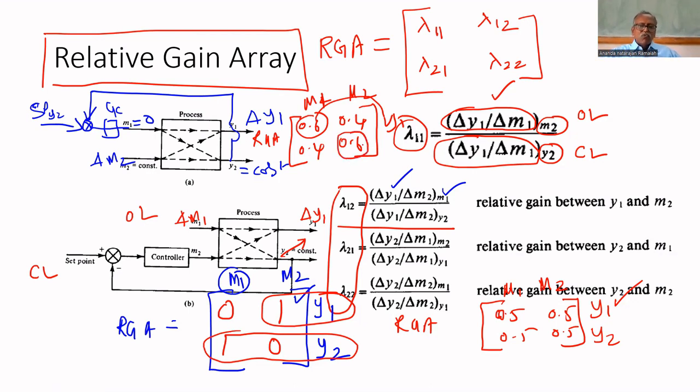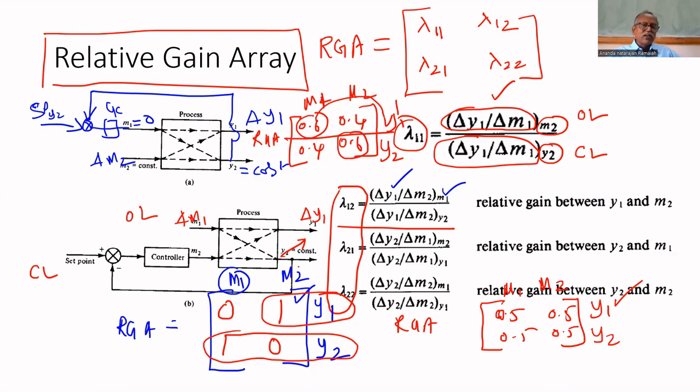Similarly, for Y2, it has 0.6. That's why Y2 can be controlled by using M2. But anyhow, it has interaction, 0.4. The property of this RGA is, if you add row wise, you will get 1. If you add column wise, you will get 1.